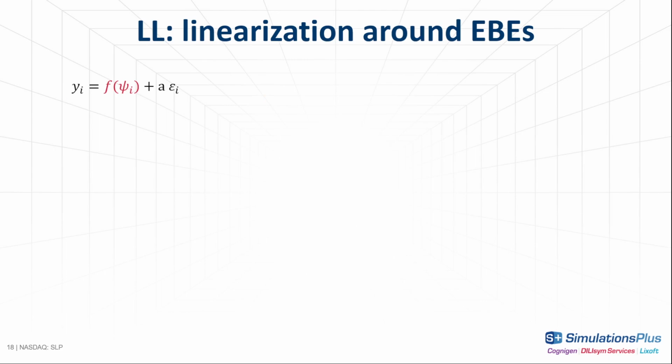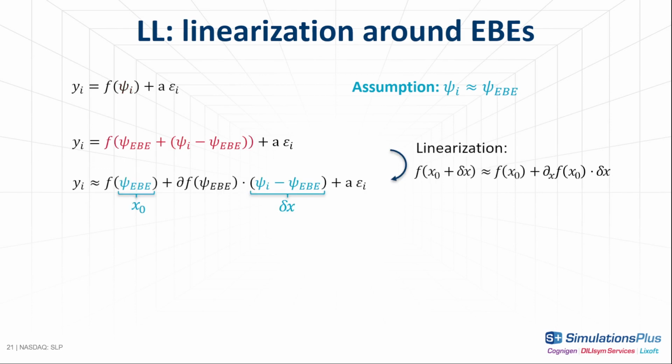In the calculation of likelihood, linearization is used to approximate model predictions f at the true value of the individual parameters psi, which we assume are in the neighborhood of the EBEs. And the EBEs are known because we can calculate them with a dedicated task in Monolix. To make the first step, we can rewrite psi in this form to have the known value psi EBE plus a term that is small. Then we apply the linearization with the EBEs being x0 and psi minus psi EBEs, the small perturbation delta x. The derivative here of the function f is with respect to the individual parameters.